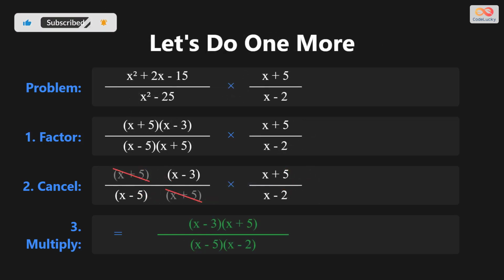Let's practice with another one. The problem is x squared plus 2x minus 15 over x squared minus 25 times x plus 5 over x minus 2. First, we factor. This gives us the quantity x plus 5 times x minus 3 over the quantity x minus 5 times x plus 5 times x plus 5 over x minus 2. Next, we cancel the common factors. We can cancel 1 x plus 5 from the top and bottom. Finally, we multiply what's left. The numerator becomes x minus 3 times x plus 5, and the denominator becomes x minus 5 times x minus 2.